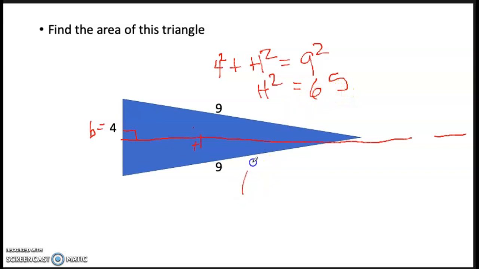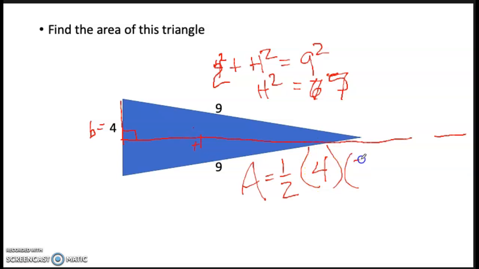Now I can do the area. It's 1/2 the whole, ooh, I messed up. This triangle is only 1/2 of 4. That's 2. 2 squared. So that should have been 81 minus 4. So this should be 77. And so I have 1/2 the whole base times the square root of 77, the height. And that would be the area of this triangle.